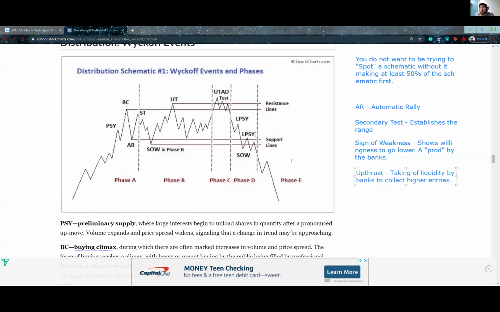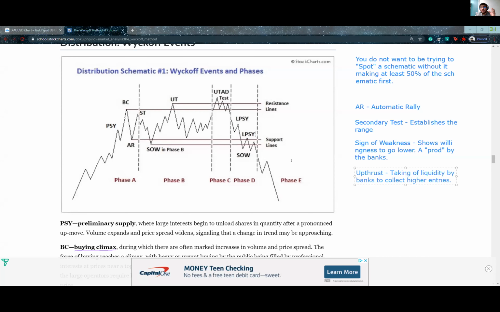Right? You want to sell it at a premium price, right? So think about it the same way. Distribution and accumulation, both being schematics, are the banks preparing themselves for a massive move in a certain direction. If you guys are taking notes, I'd like you to note that down. Wyckoff schematics are simply the banks prepping themselves to make a move in a certain direction.